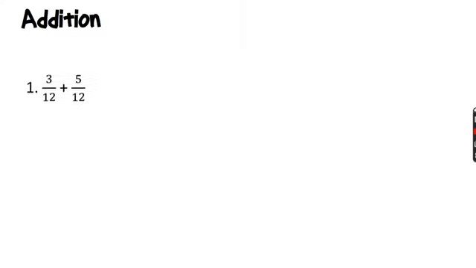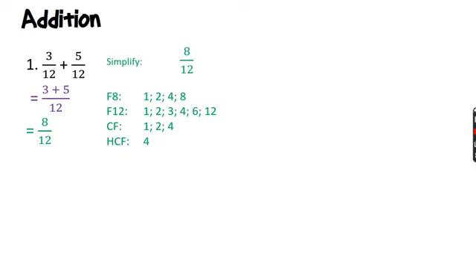All right, let's look at the first example. 3/12 plus 5/12. Are my denominators the same? Yes, they are. So let's add the numerators. 3 plus 5/12 is going to give me 8/12. Can I simplify this answer? Let's find the highest common factor.